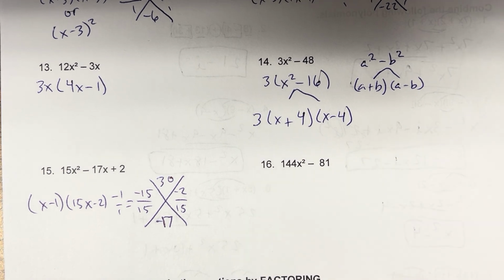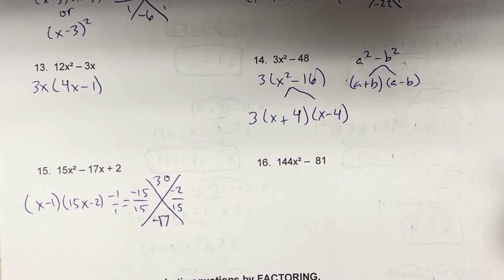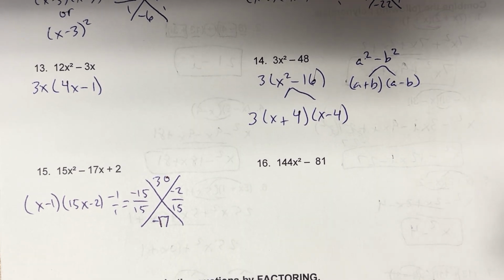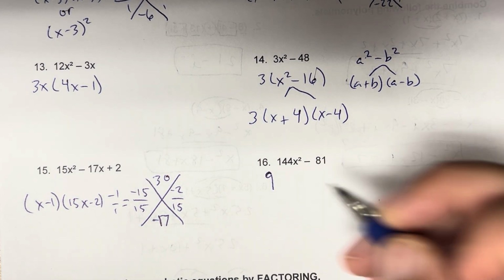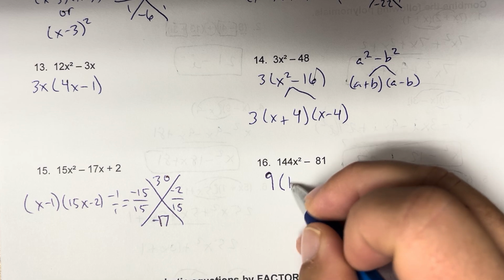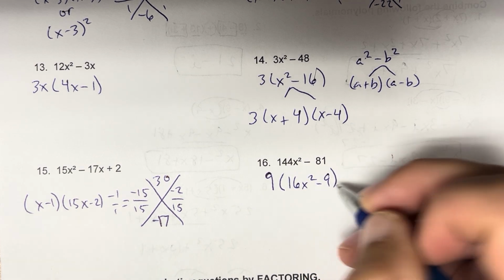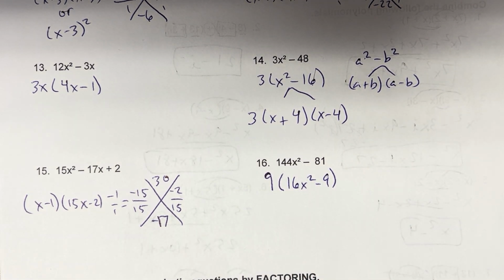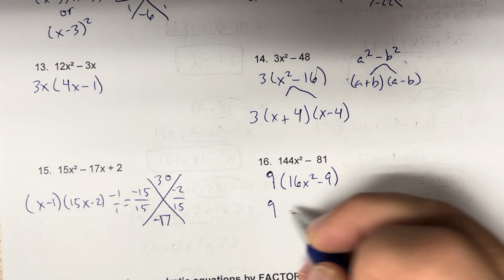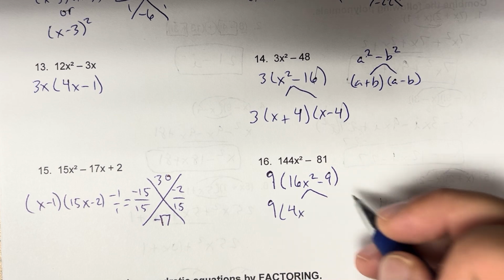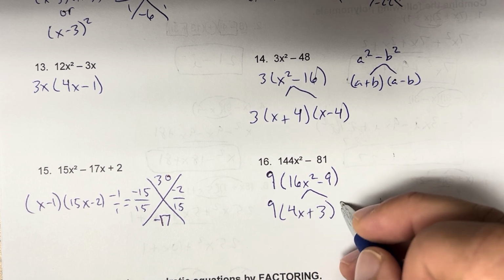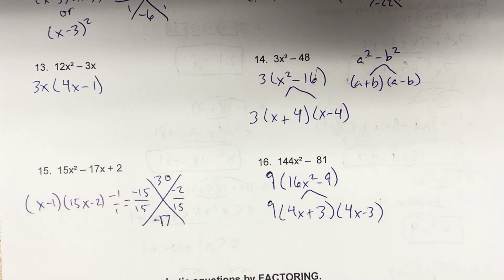No GCF on this one, or is there? There is. On this one, I can pull out a 9, and I would be left with 16x squared minus 9. And so then I'm going to pull down the 9 and then do difference of squares with this one. Square root of 16x squared is 4x. Square root of 9 is 3, so 4x plus 3 and 4x minus 3.